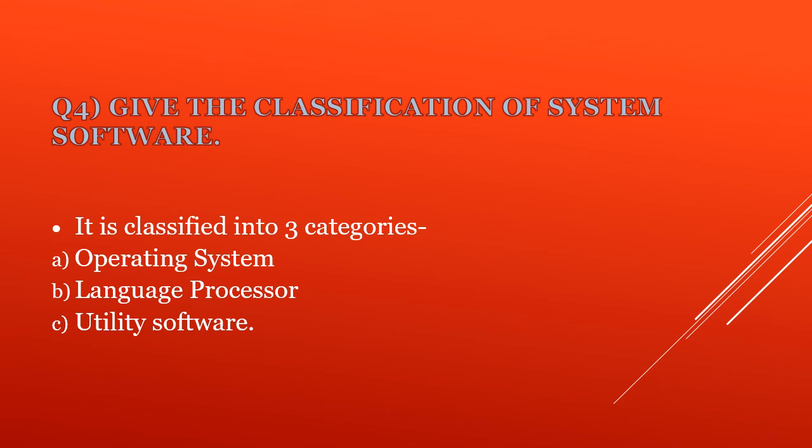So, in all, a system software controls the overall operations of a computer system, and it is classified into three categories: operating system, language processor, utility software. And then again, utility software is subcategorized into three categories, that is disk defragmenter, antivirus software, and backup utility.